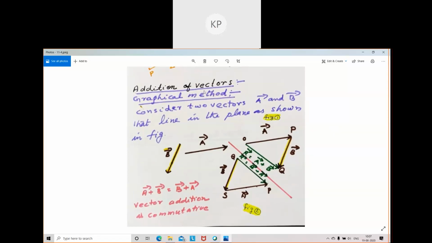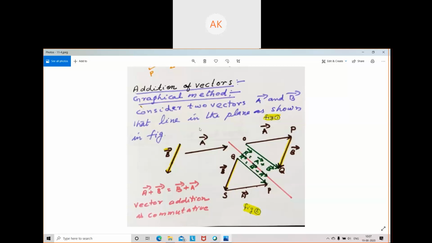Vectors we cannot add by the method of addition used in algebra. That method we cannot use to add vectors. So what is a vector? A vector quantity has both magnitude and direction. Examples of vector quantities: displacement, velocity, acceleration, force. All are examples of vector quantities. Vector quantities have both magnitude and direction.